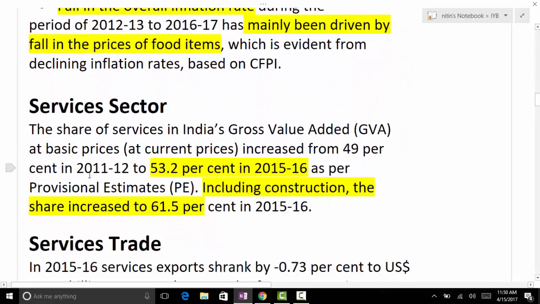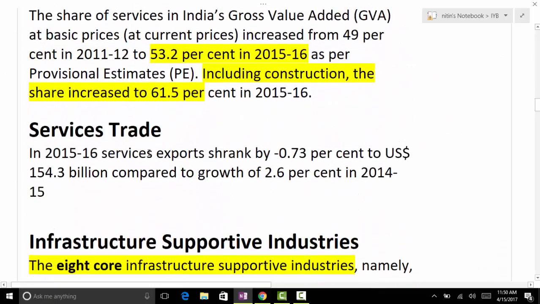You can leave these service sector, service trade. No need to remember the data. You just have an idea that because of subdued global demand, there has been declining export. You know about this, right? So definitely the service export has also declined.